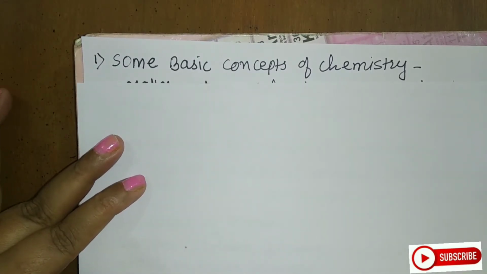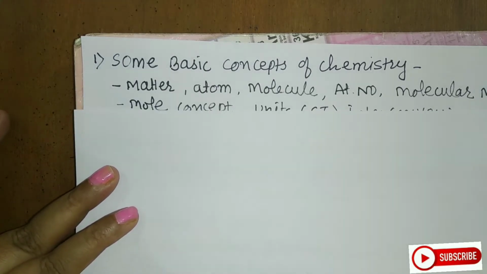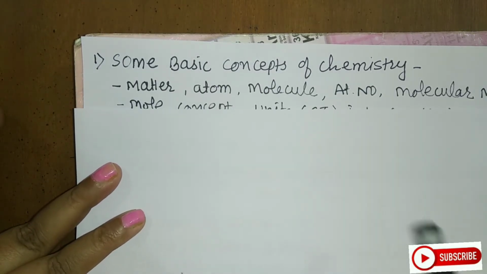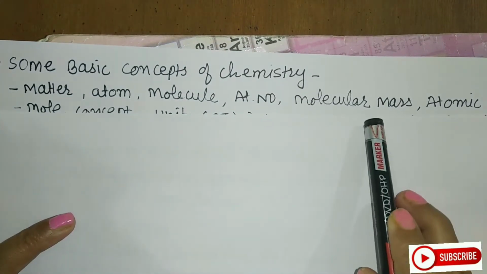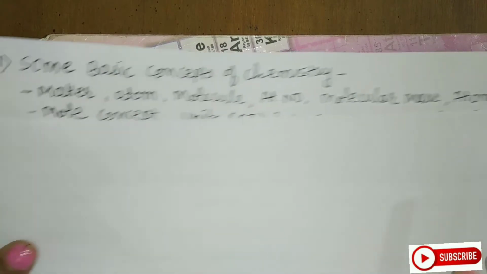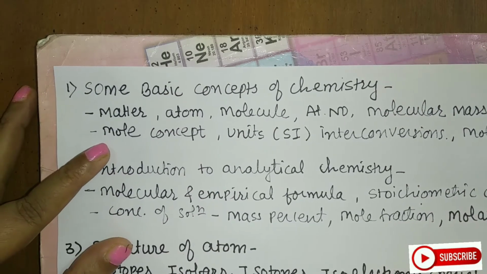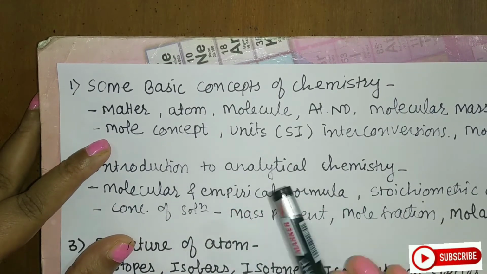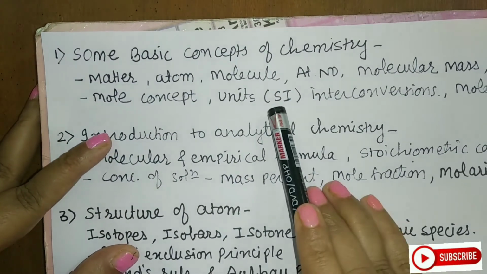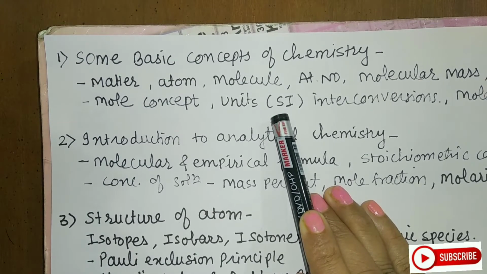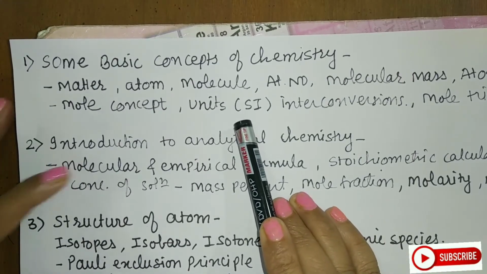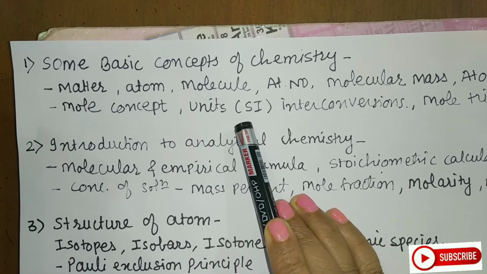Now students, from this chapter what all you must know: what is matter, what is an atom, molecule, what is the meaning of atomic number, how to calculate the molar mass, what is atomic mass, what is mole concept, how you can calculate number of moles from the given mass of the substance, what are the standard units we'll be using throughout the syllabus, what are their interconversions, that is, there are so many interconversions where you convert from one unit to a second unit depending upon what the question demands.